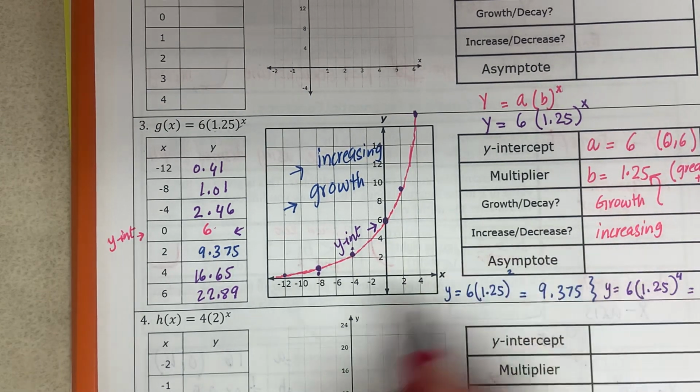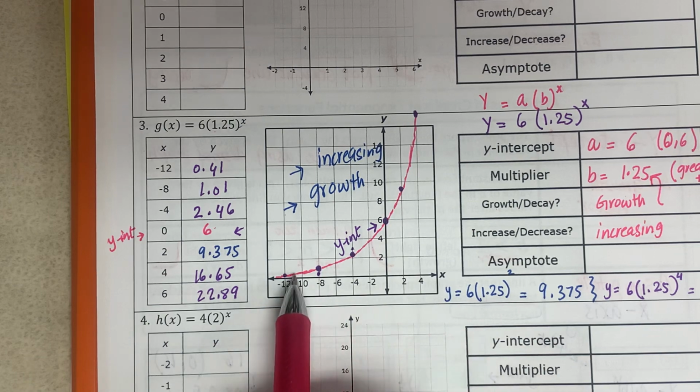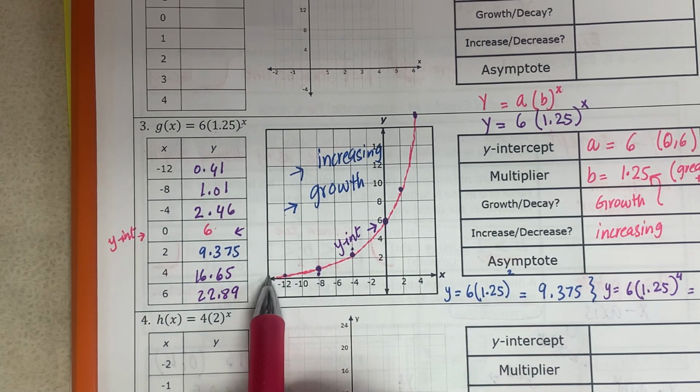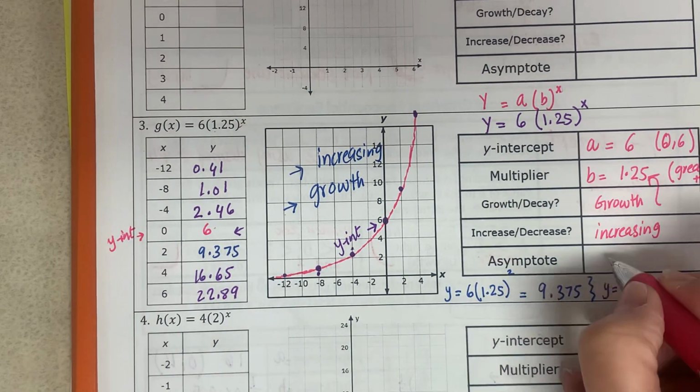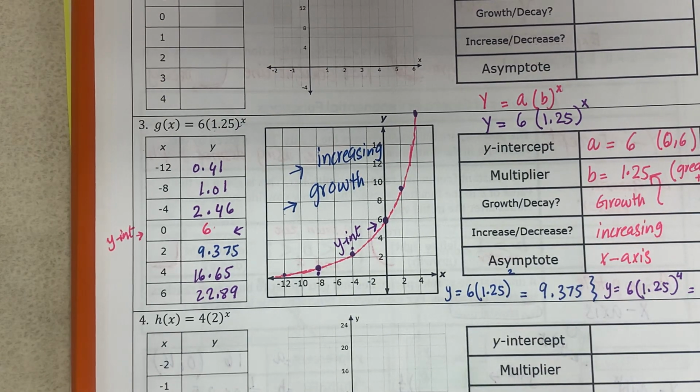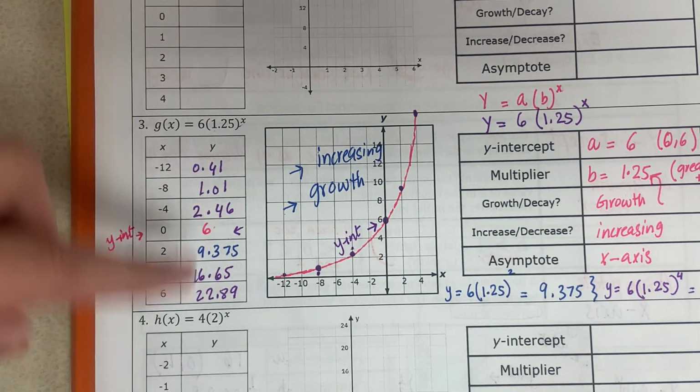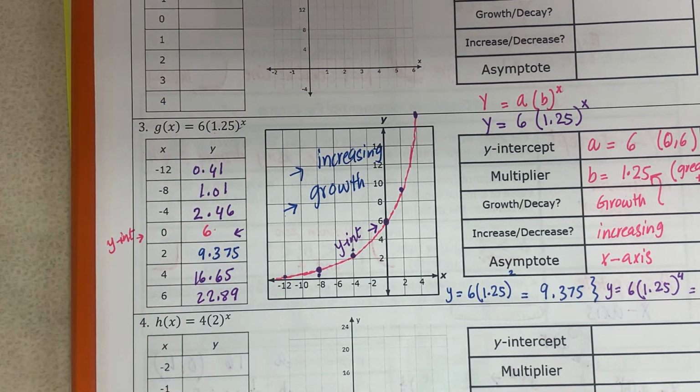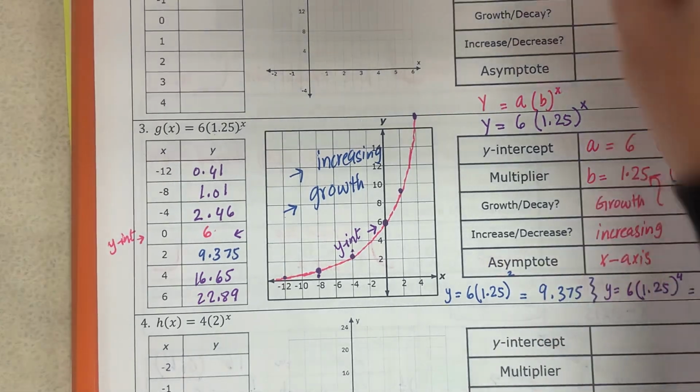And the asymptote is always going to be the line it is trying to reach on the horizontal axis, but it will never be 0. So the x-axis. This way you will have the graphs for the others and fill in these boxes.